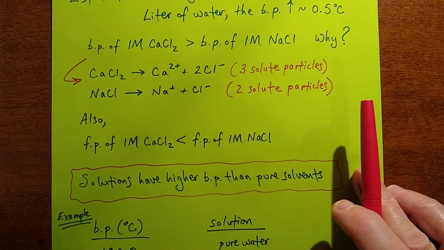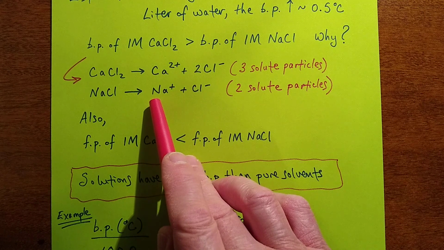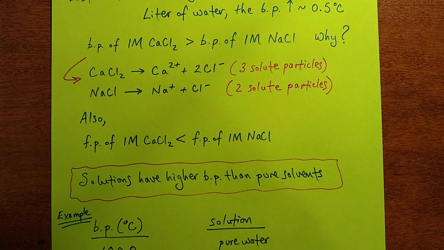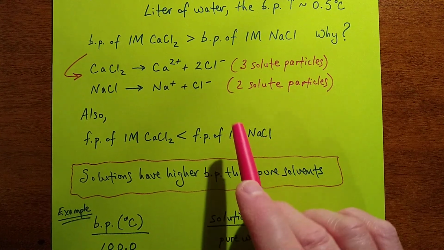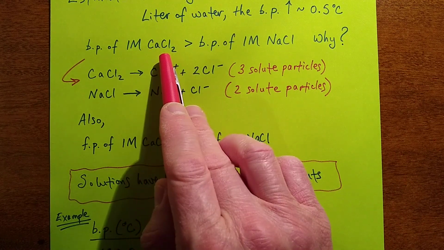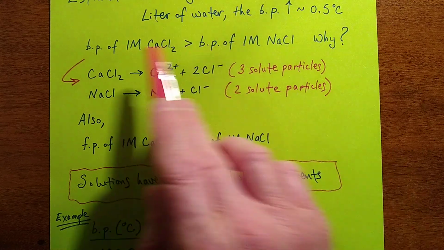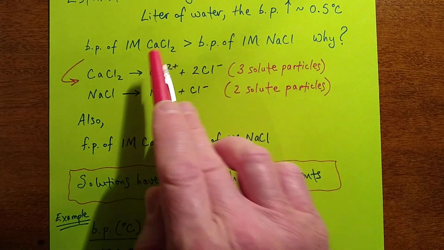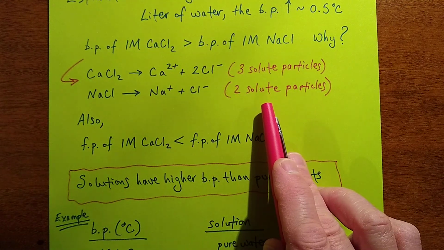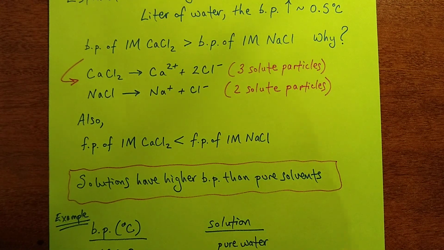So that's what's going on here with boiling point elevation. The more particles you can create in the solution, the more that particular salt is going to affect the boiling point of water, let's say. Calcium chloride would not only raise the boiling point of water higher than the 1 molar sodium chloride would, they're both the same concentration. This would have a greater effect on the boiling point than this because this creates more particles. That's really what we mean by a colligative property. It depends on the number of particles.